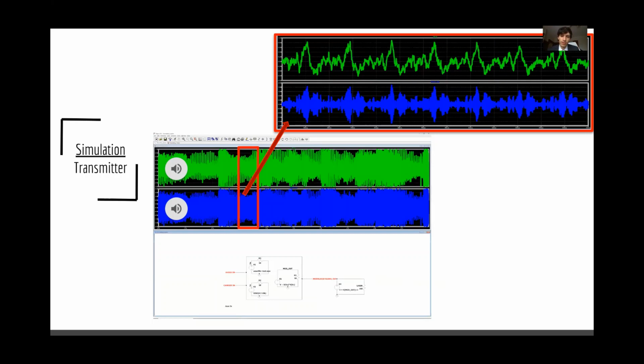However, I also wanted to play what both of these audio signals sounded like. So here's the input.